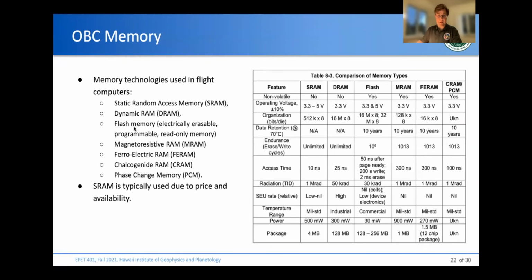Flash memory is also very, very common nowadays. In fact, flash memory has been around for several years now. MRAM, like the PyCubed has, is magnetoresistive RAM. And then we have FRAM, so ferroelectric RAM, and other kinds of RAM. But here's a table that summarizes the properties of these RAMs.